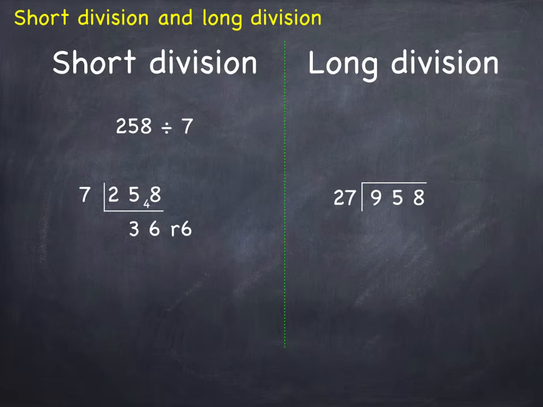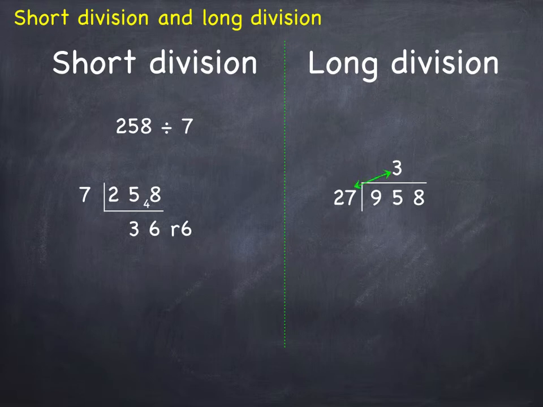27 doesn't go into 9, so 27 into 95. Now it could be 3 or maybe 4. If you aren't sure, try out the possibilities in rough notes. For example, 27 times 4 gives 108. That's bigger than 95, so I need to try a smaller number. It must be 3 times, so put the 3 here.